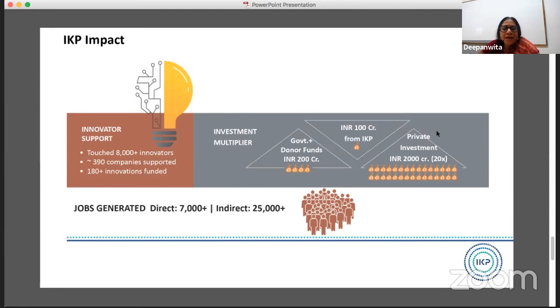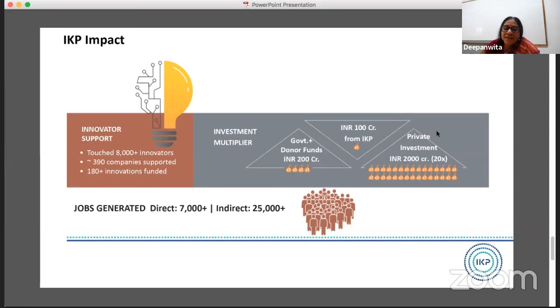A science park and incubator is considered a fantastic investment multiplier. If you look at the amount of money that IKP has put in, we have put in about 100 crores. Government and other donor funds we have raised is about 200 crores. Private investment is about 2,000 crores, which is a 20x.